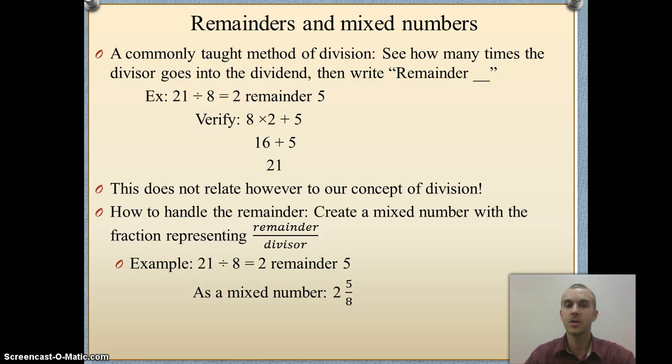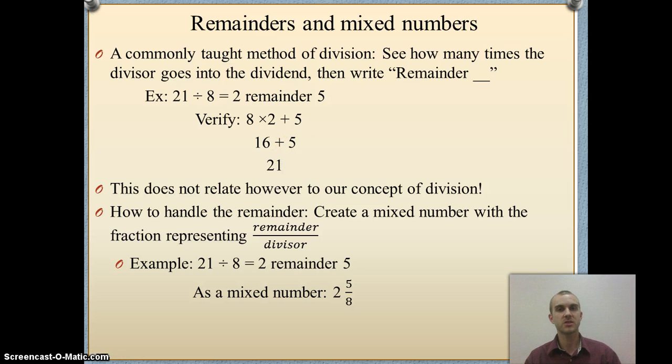Now we're talking about having remainders and mixed numbers. Often we tell students to see how many times our divisor will divide into our dividend, and then we write a remainder. So 21 divided by 8, we know it goes in 2 times with a remainder of 5. And we can check it by saying 8 times 2 is 16, 16 plus 5 is 21.